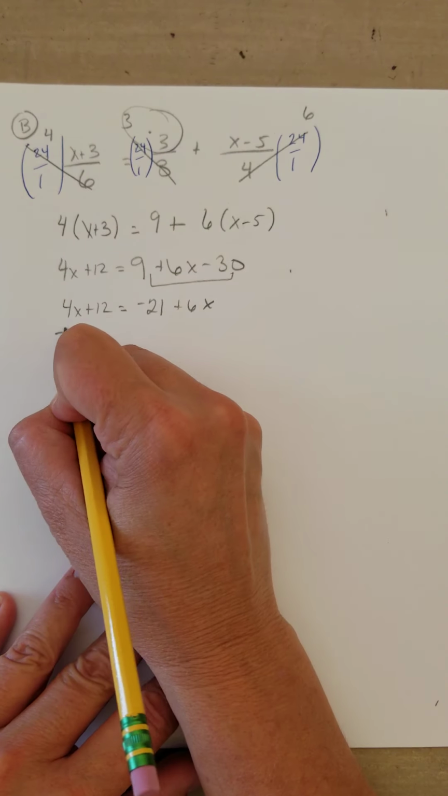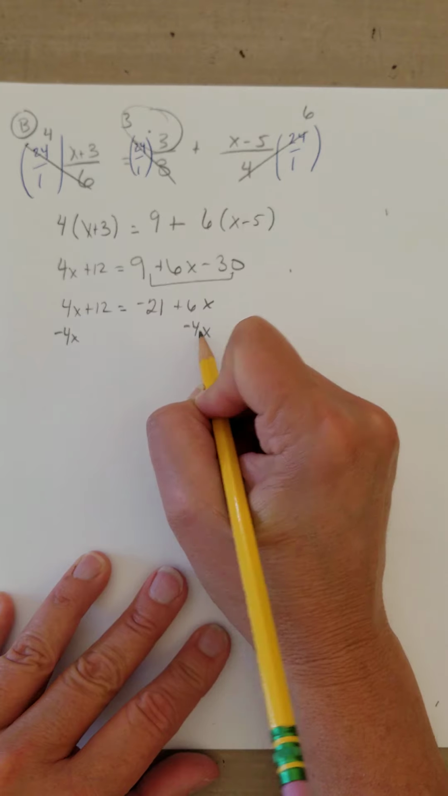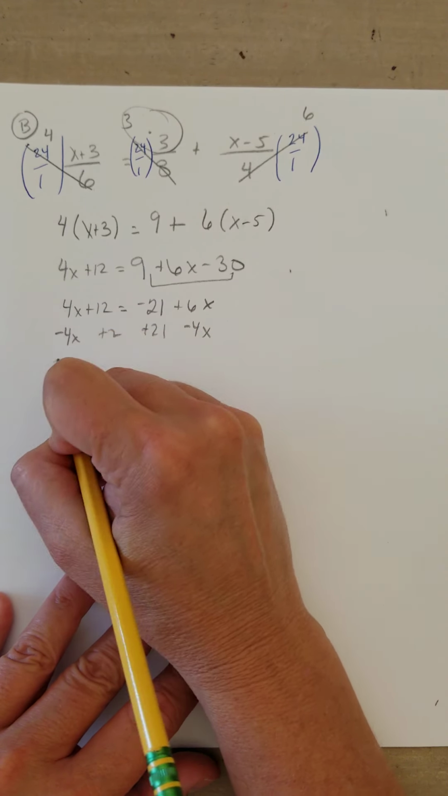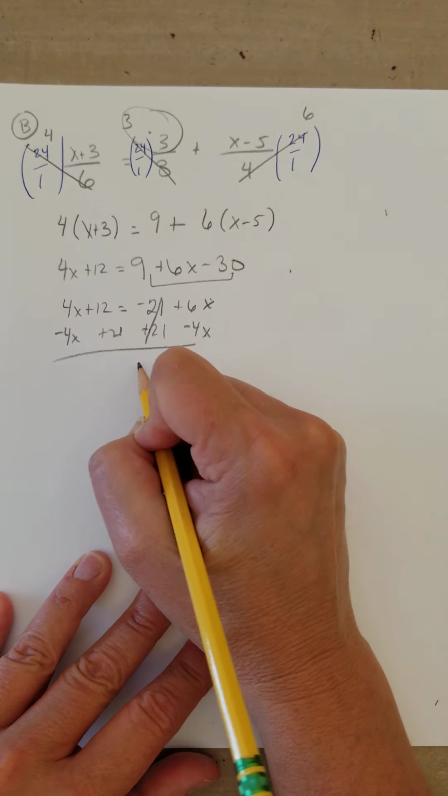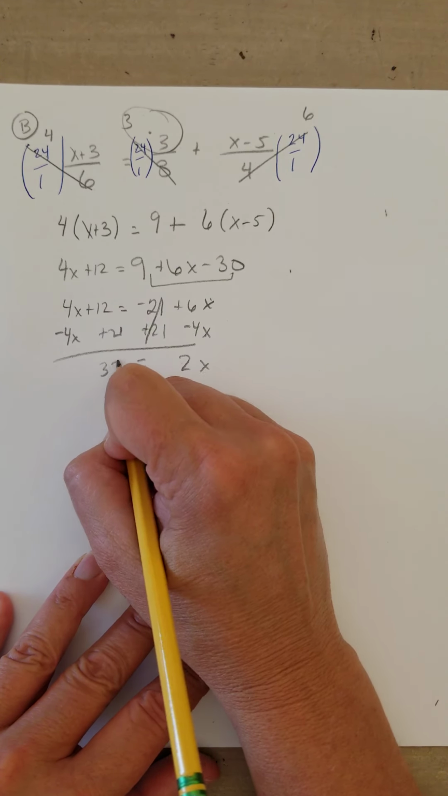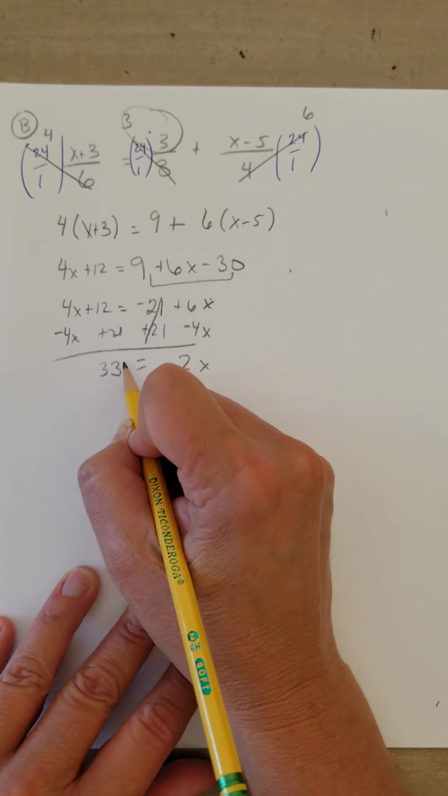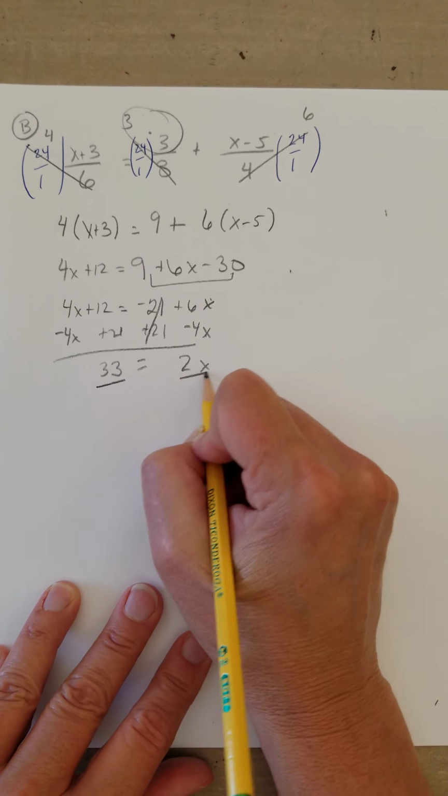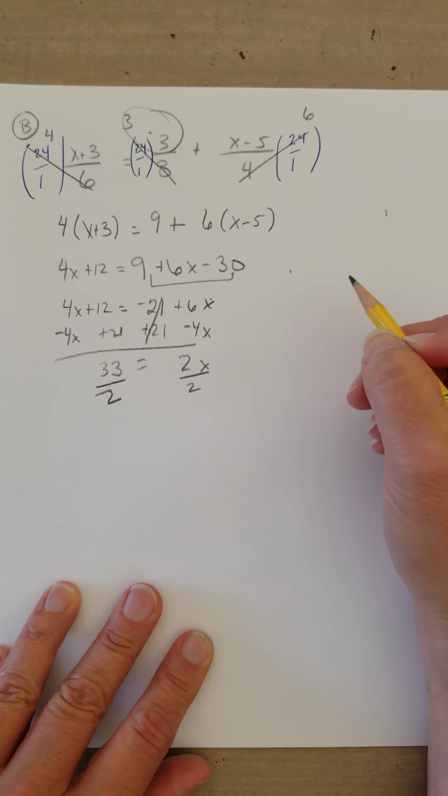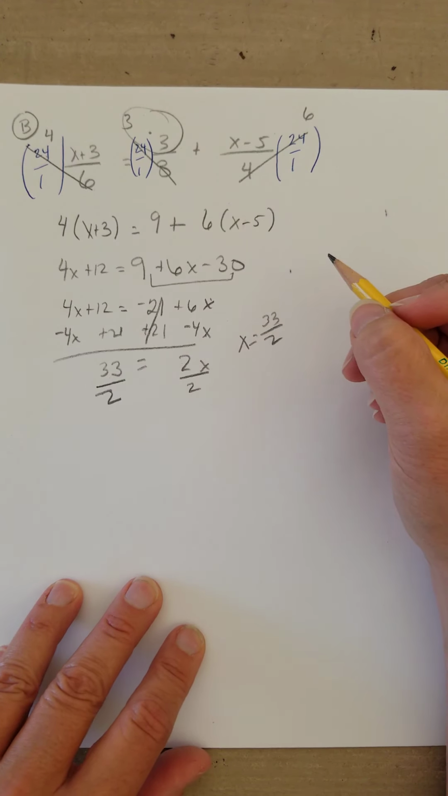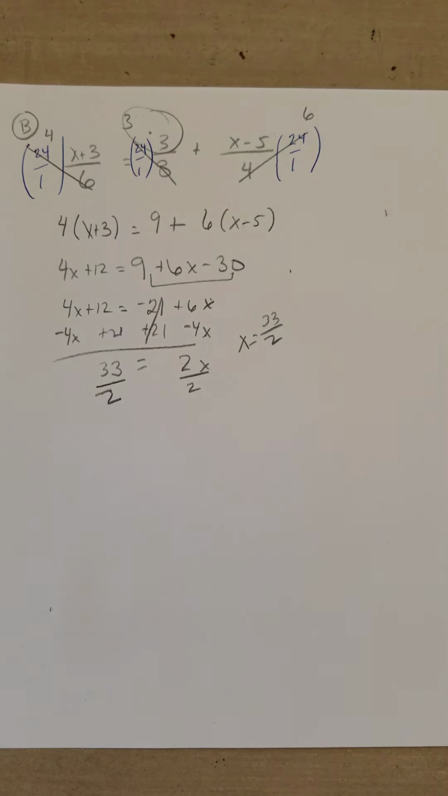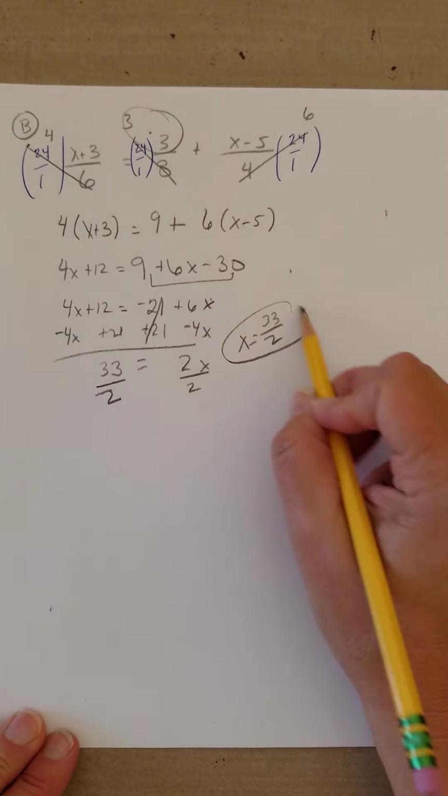At this point, I probably would subtract a 4x. That gets rid of the 4x, and then I'm going to add 21. All right, this is a 2x. This is gone. That equals, what, 33? And I'm going to divide both sides by 2. So x is going to equal 33 over 2. You can totally check it, but I have it in front of me. I've done this in the past, so I know that that's the right answer.